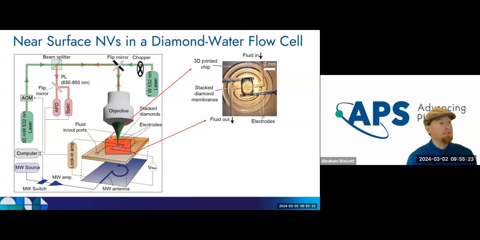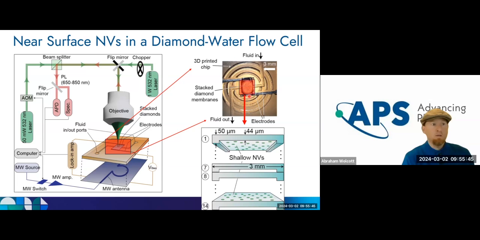If we were to zoom into this area, we would then see our flow cell where we can have water entering into and going over our stack of membranes and then flowing that out. The electrodes are made out of gold and are adjacent to our membranes inside of this 3D printed chip.